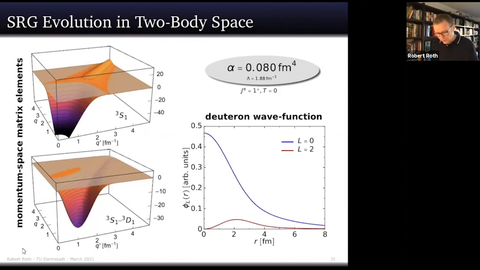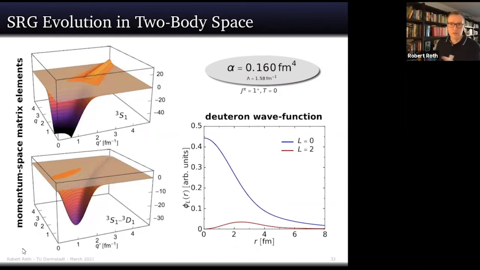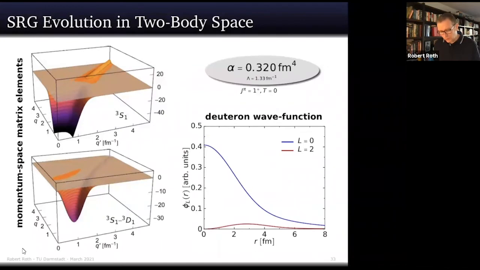And you can go on. At some point, not much happens anymore. You see that this little diagonal ridge gets sharper and sharper, but the wave function doesn't change much. So at some point, you're done with evolving. You don't have to go to infinity with your flow parameter. This is more than enough to simplify the subsequent many-body solution.